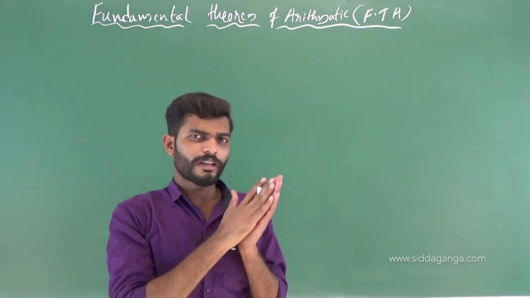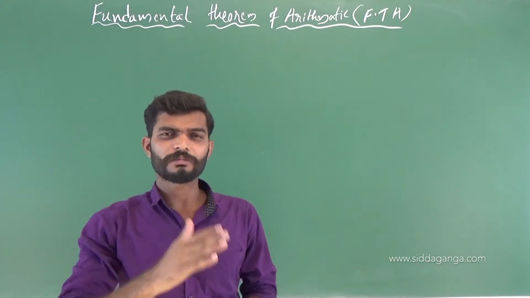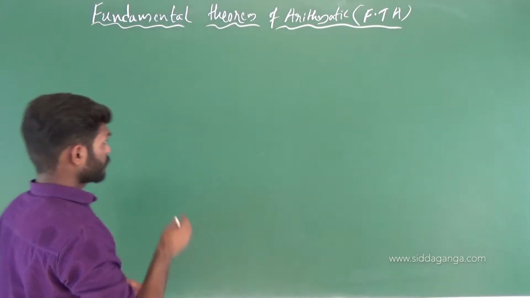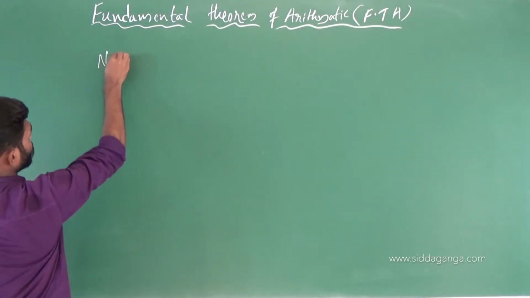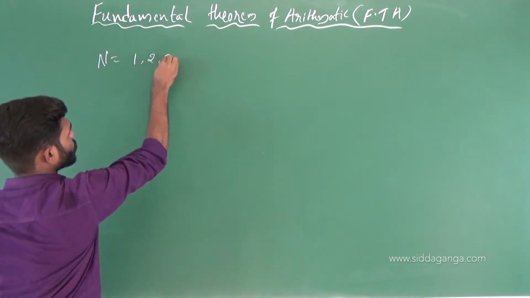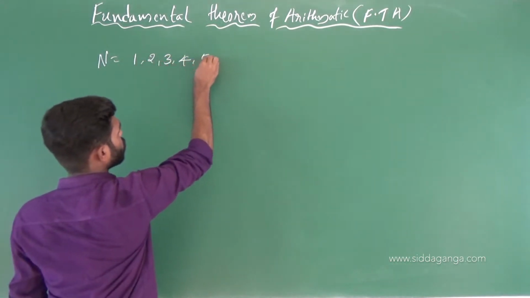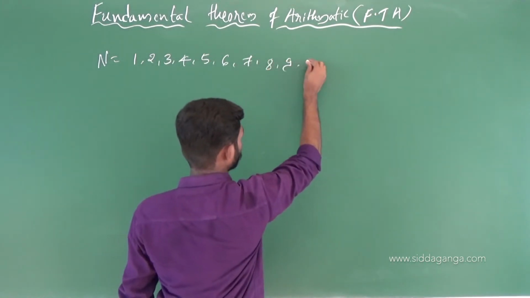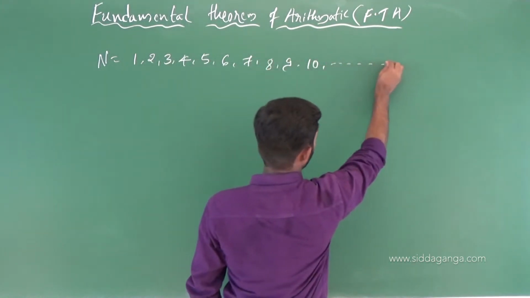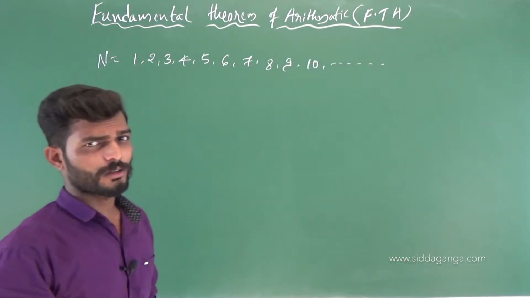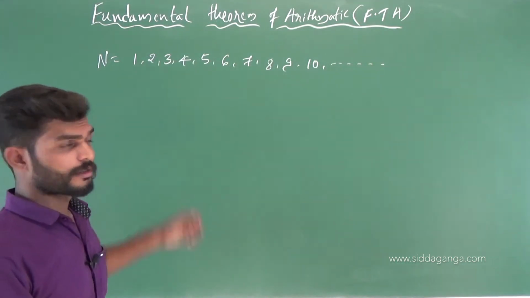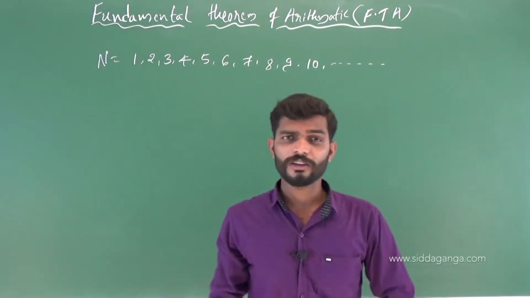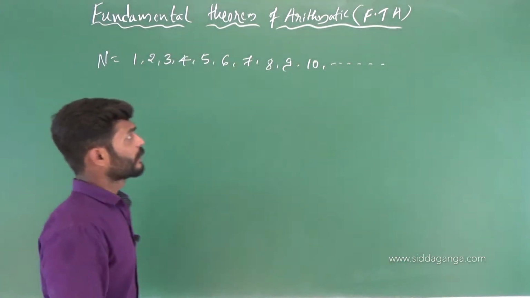Before talking about that, let me talk about some basic things. If I write n as 1, 2, 3, 4, 5, 6, 7, 8, 9, 10, etc., what are those? They are the natural numbers. 1, 2, 3, 4, 5, etc. All are natural numbers, right?